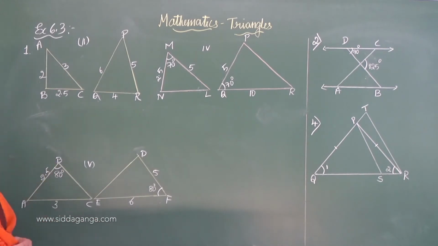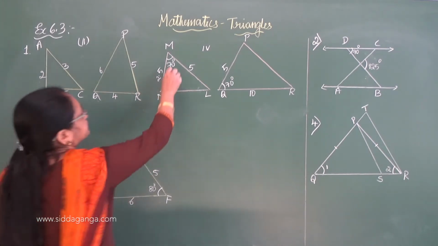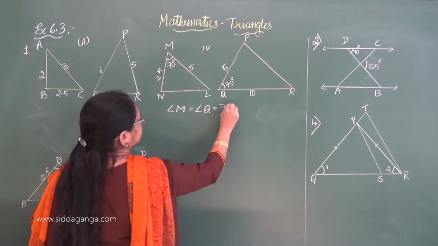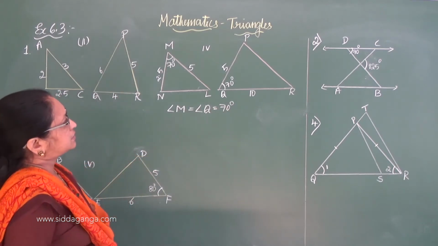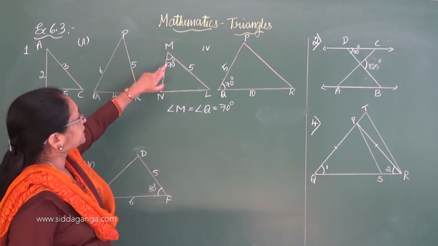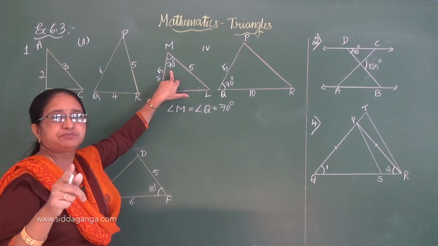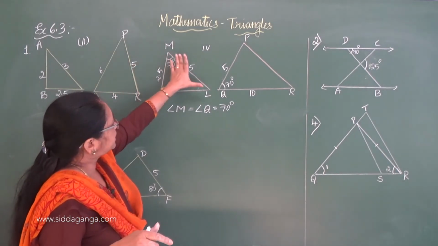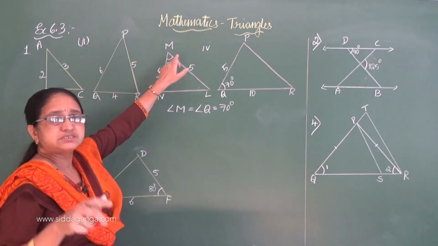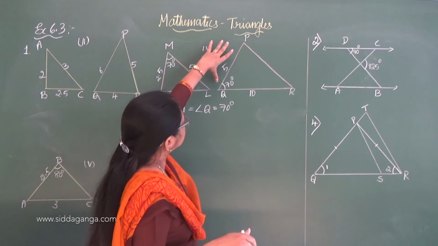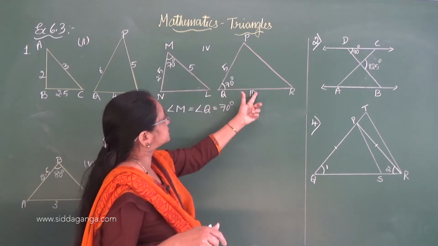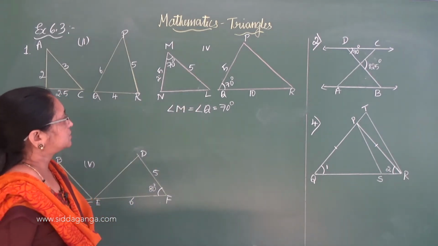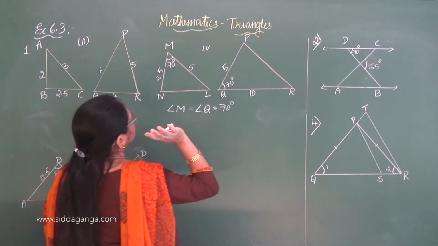Okay, second one, just check here. Angle M is equal to angle Q, which is equal to 70 degree. Note here, you should note that it should be included angle. I had told you in the previous class also what is the meaning of included angle. MN and ML are the two sides and angle M is included angle. And here also, PQ and QR are the two sides and Q is the included angle. So here they have given the included angle. So here angle M is equal to angle Q, no doubt.